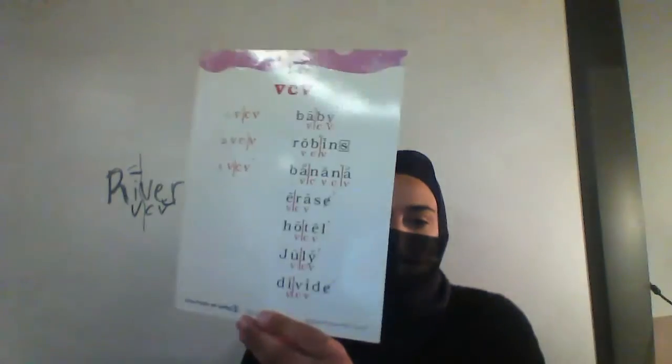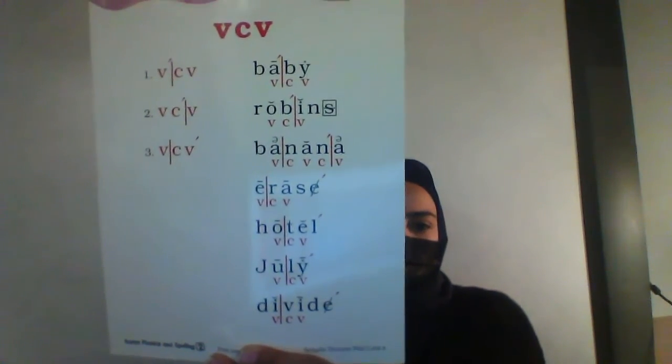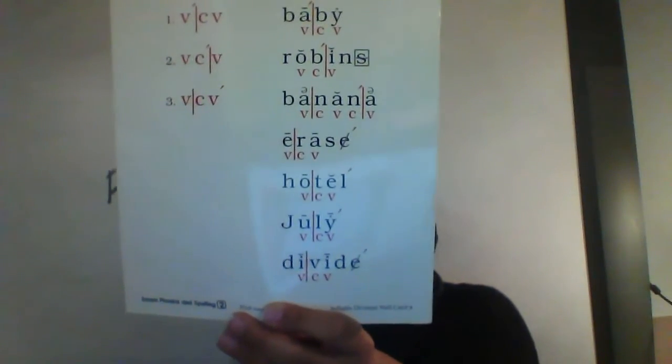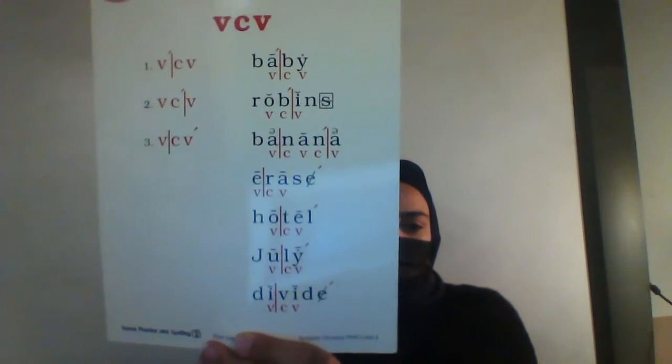I forgot to show you the new card. So we have a new coding card, or a card that's going to help us code our words, VCV. So they give us examples. We have baby, robins, banana. Banana has 2 VCVs. Erase, hotel, July, divide. So the VCV is not always in the middle. Sometimes it's in the beginning, and sometimes it's even at the end.